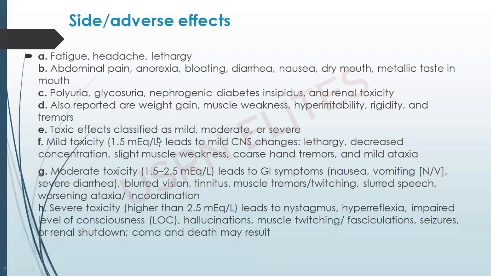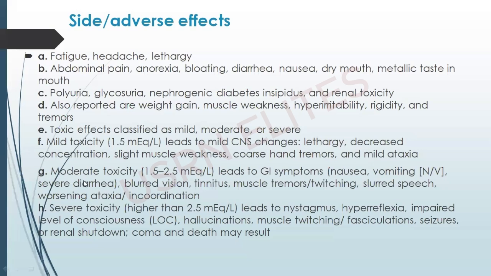All right, so toxic effects are classified as what? Mild, moderate, or severe. With the mild one, you have the highest value to be 1.5. That one can lead to mild CNS changes like lethargy, decreased concentration, slight muscle weakness, hand tremors, and mild ataxia.